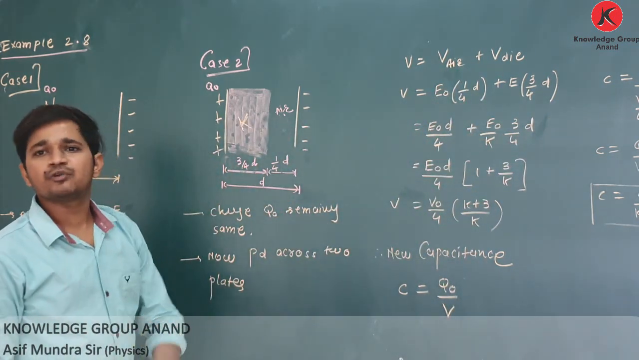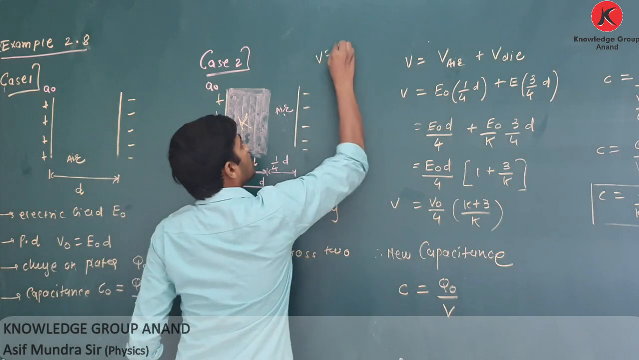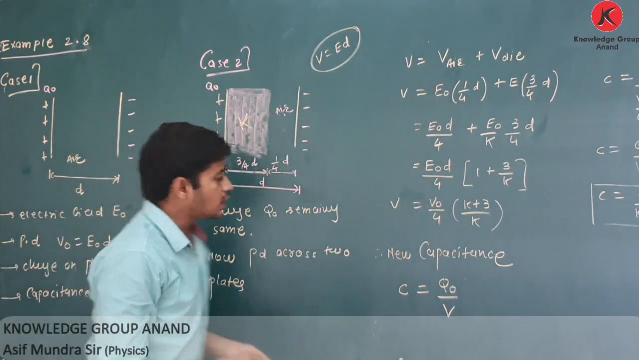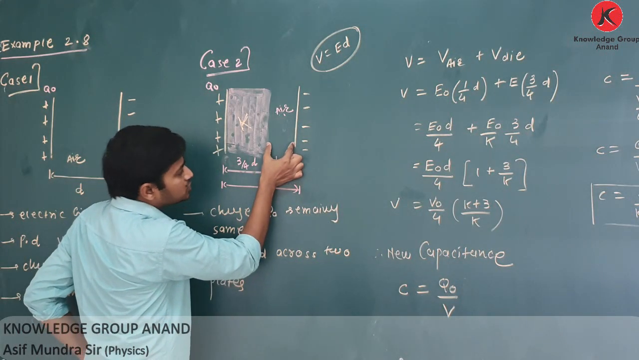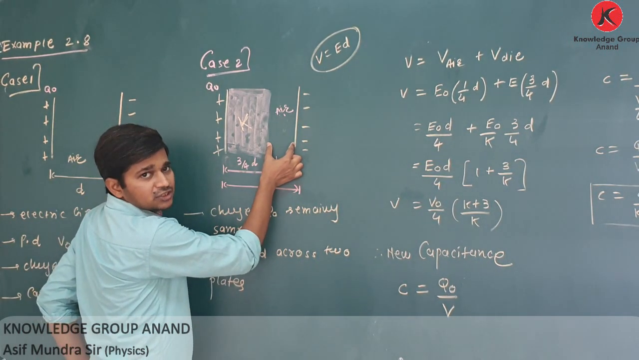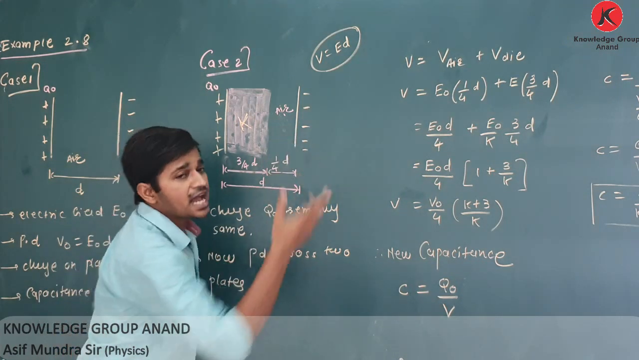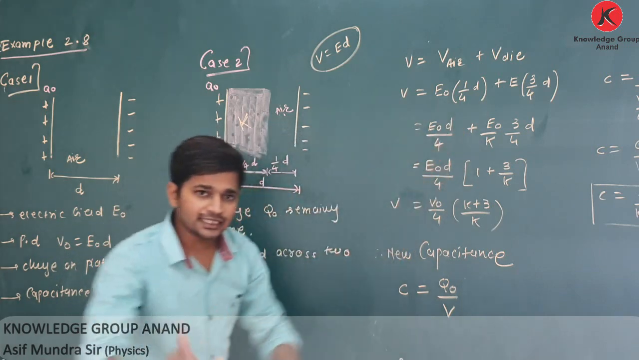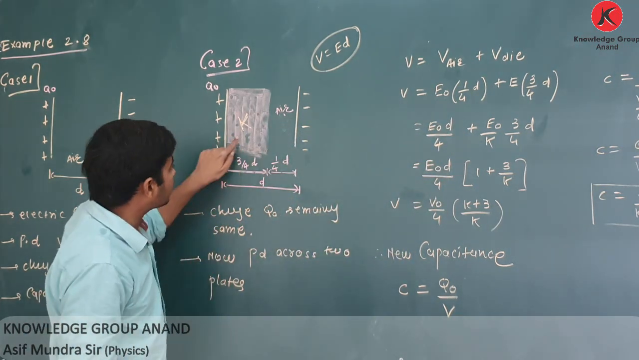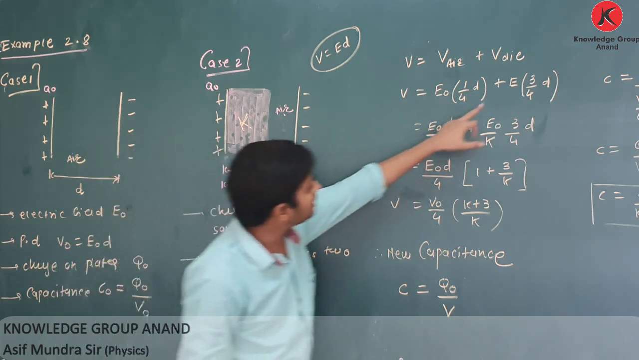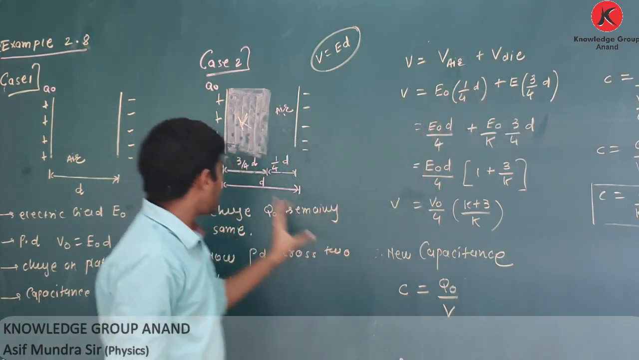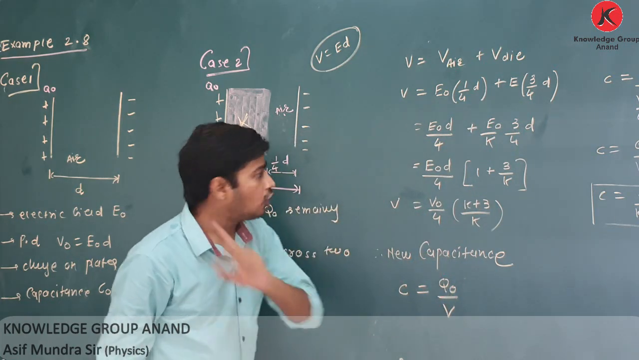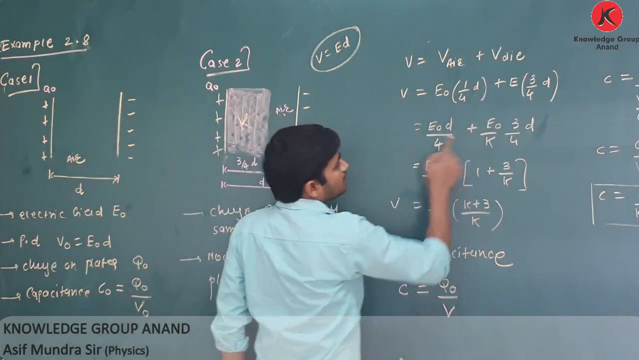Now we know the equation of V. V is equal to E times thickness. V air means the potential difference in this region. In this region it is air, and in air what is the electric field? E0. What is the thickness? D by 4. Yes, it is clear. For this dielectric, what is the electric field? It is E. And what is its thickness? It is 3D by 4. Clear about this equation? Now this term is E0 D by 4.